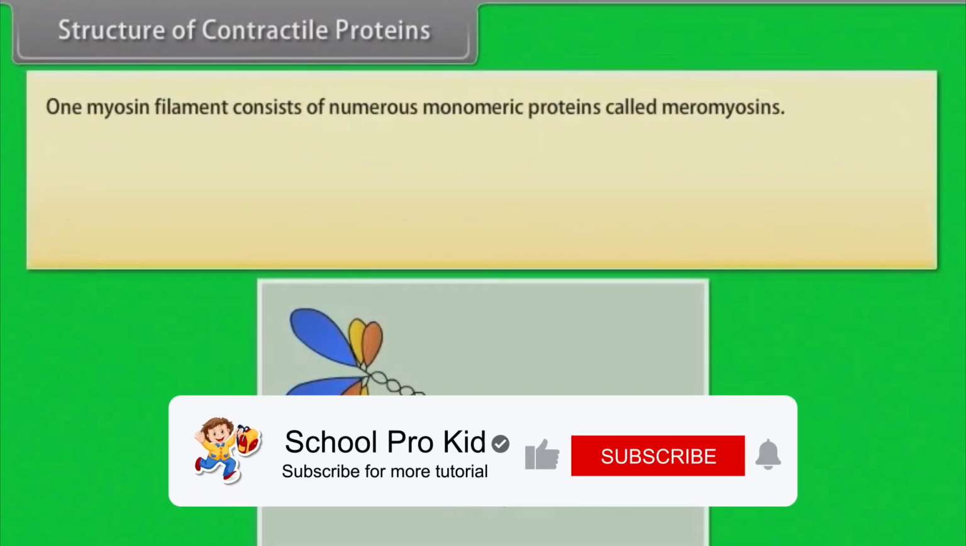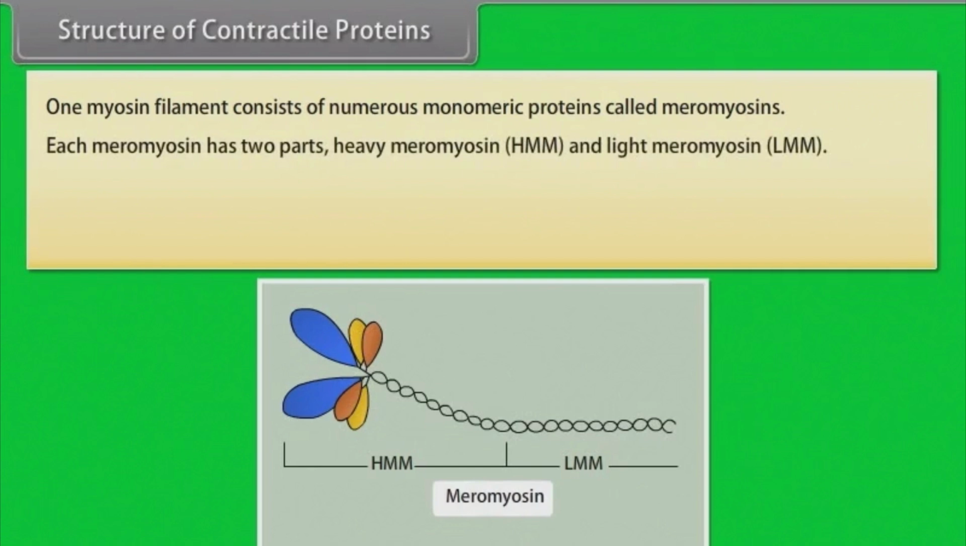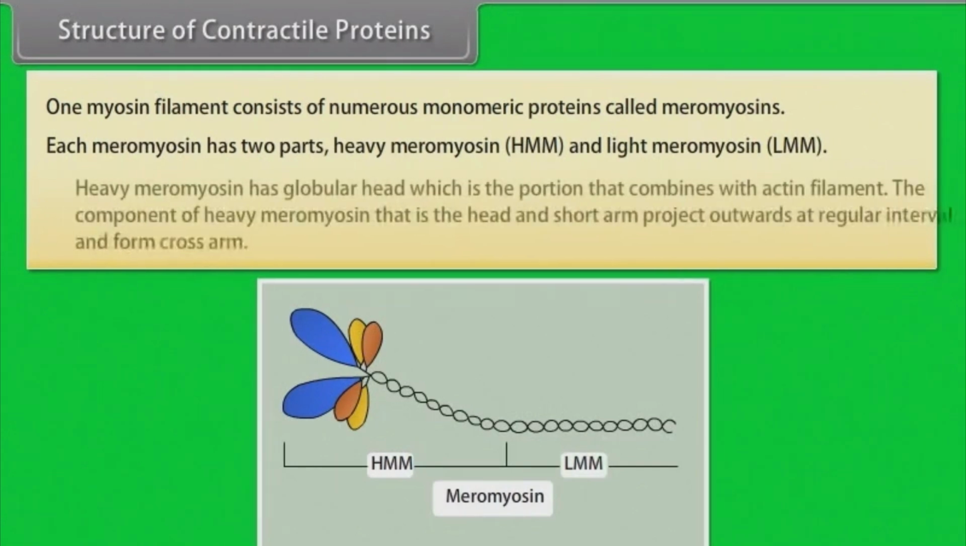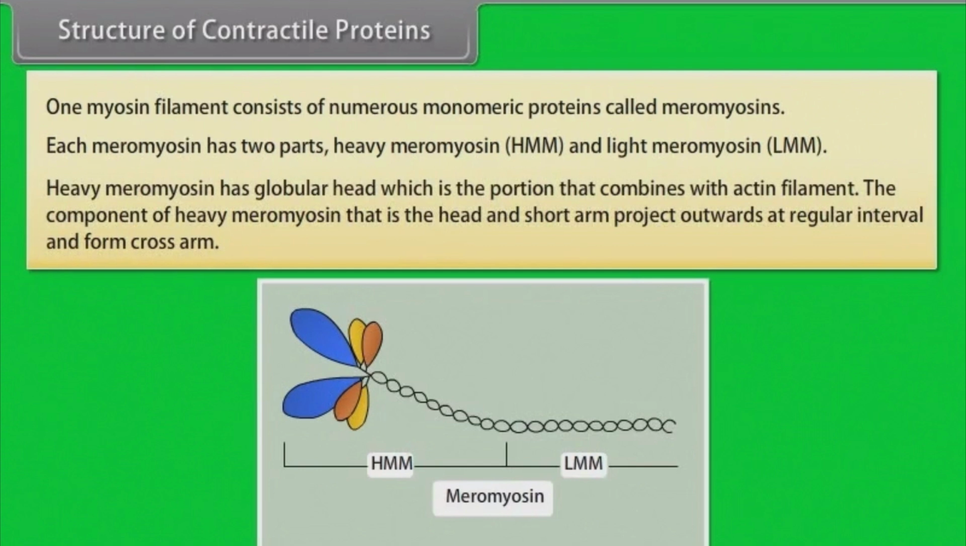One myosin filament consists of numerous monomeric proteins called meromyosins. Each meromyosin has two parts, heavy meromyosin, HMM, and light meromyosin, LMM. Heavy meromyosin has a globular head, which is the portion that combines with the actin filament. The components of heavy meromyosin, that is the head and short arm, project outwards at regular intervals and form the cross arm.